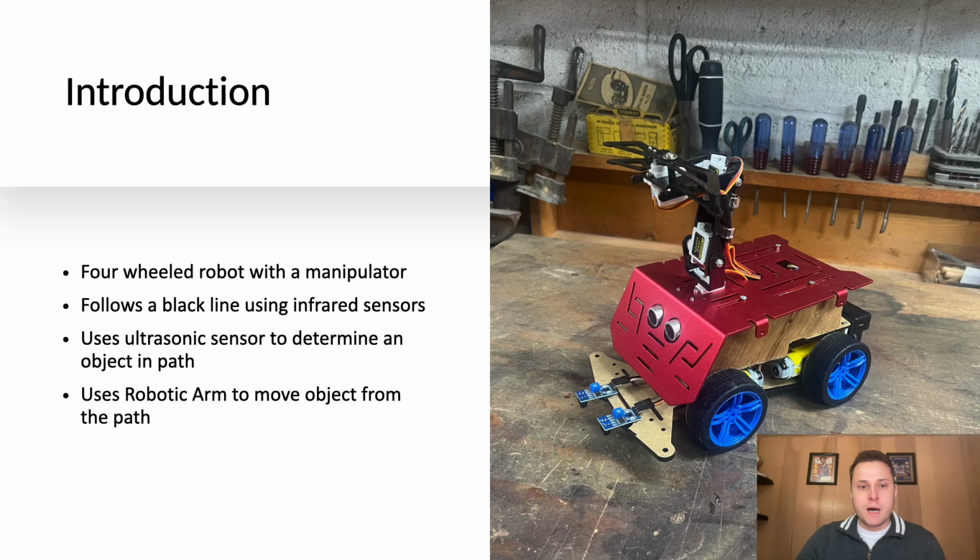So, to introduce my robot, here it is on the right. It's a four-wheeled robot with the manipulator on top, and it's going to follow a black line using infrared sensors. It's also going to use an ultrasonic sensor to sense if there are any objects in its path. If there are objects in its path, it's going to use the arm to move the objects out of its way.